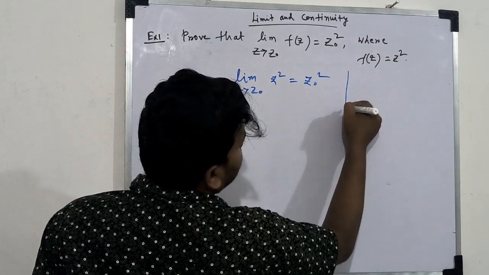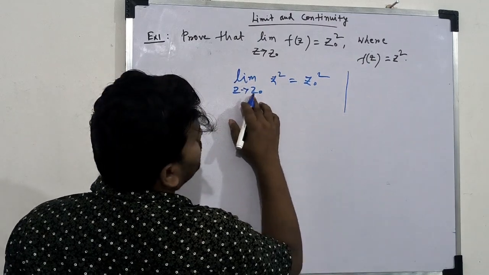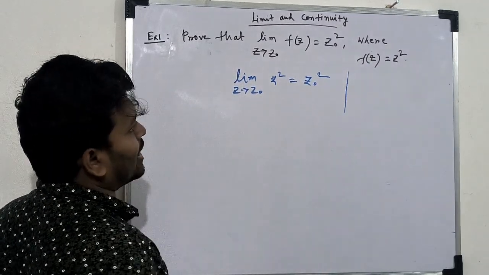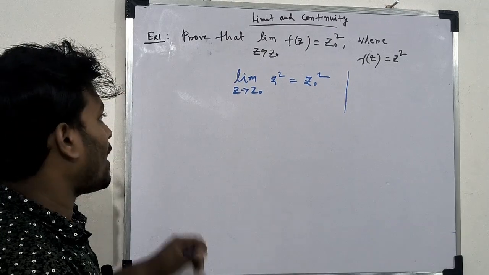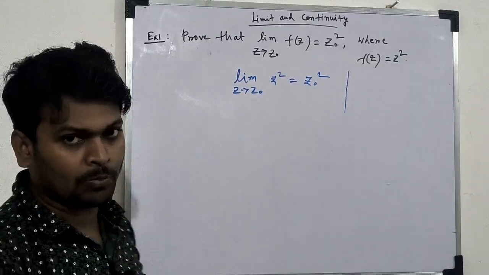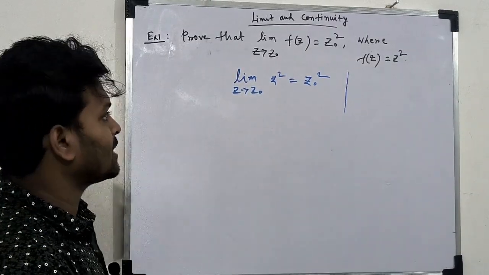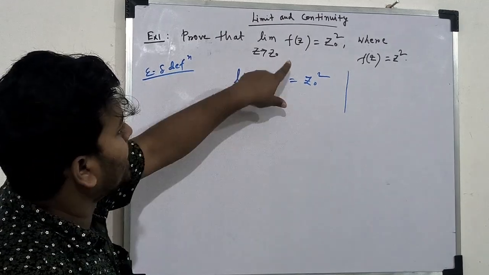So this is very simple. As we put z equal to z0 we get z squared equal to z0 squared. So it is trivial, we can see from this. But we have to prove this, so to prove this we have to use the epsilon delta definition of limit.